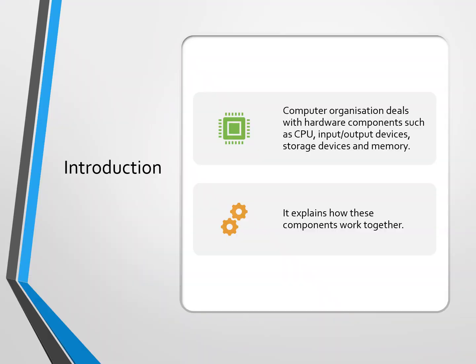So, the computer organization deals with hardware components, which includes a CPU, input output devices, storage devices, and memory. How these things are interconnected and worked with each other, that's what we will be seeing in the computer organization. So it clearly explains how these components work together.